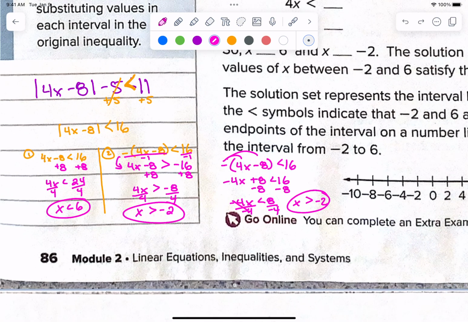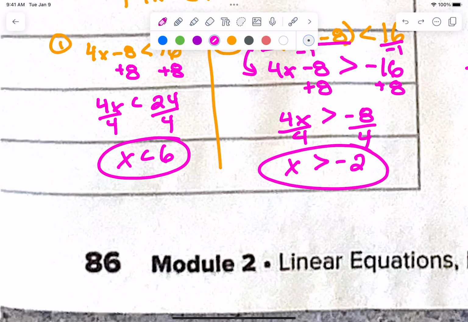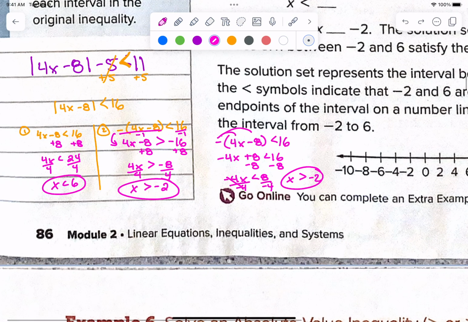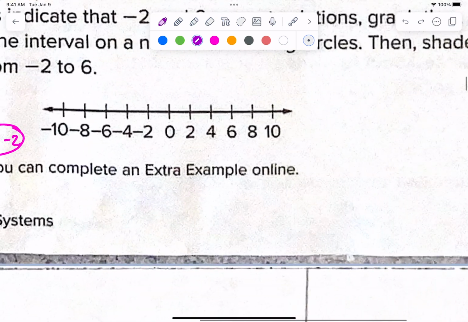Okay? Good? So there's those two numbers. That's what we get: x is less than 6 and x is greater than negative 2. If they want us to graph that, are those going to be open circles or closed circles? Open. Okay? Less than 6. So let's put a dot on 6. Here's 6. And greater than negative 2.